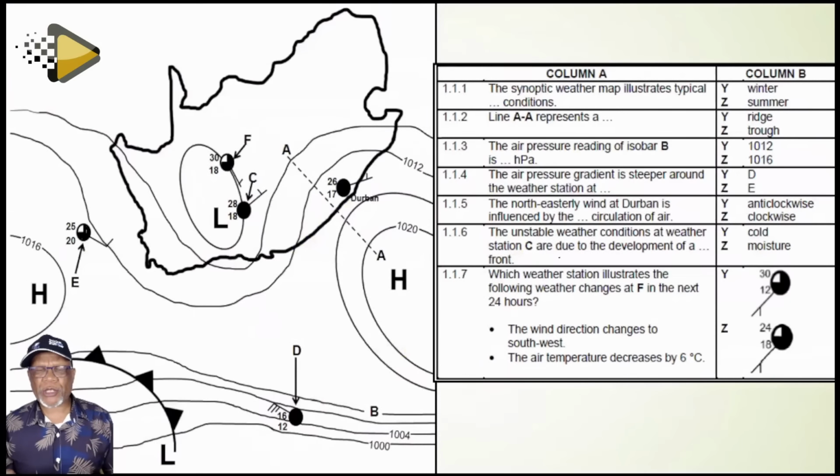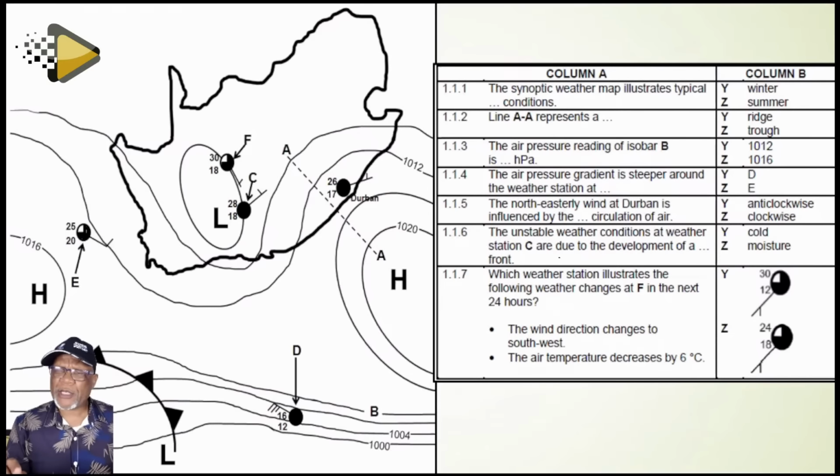Now, let's quickly go to this synoptic weather map. This is what the examiners are currently using. They no longer use those synoptic weather maps that are very full of diagrams, but it does not mean they will not use them. The current trend with examiners is that they draw their own coastline of South Africa and simply put the features that they want to assess you on. So what we have there is a synoptic weather map.